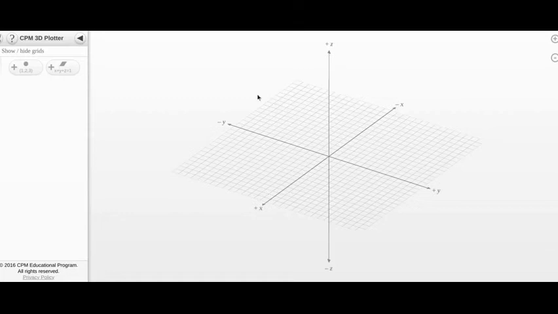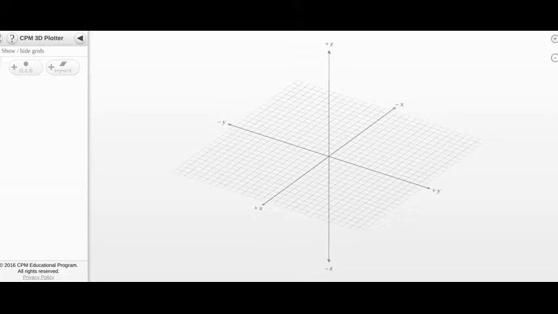Hey guys, today we are going to be looking at 6-16. In this problem, it tells us to consider the equation 5x plus 8y plus 10z equals 40. So the first thing we want to do is figure out what the shape of this graph would be.